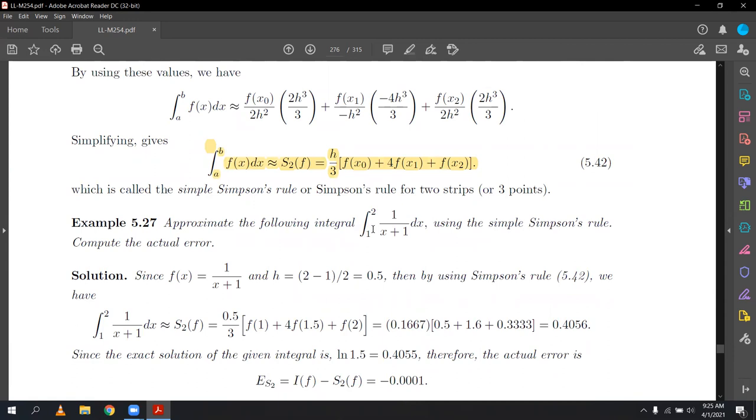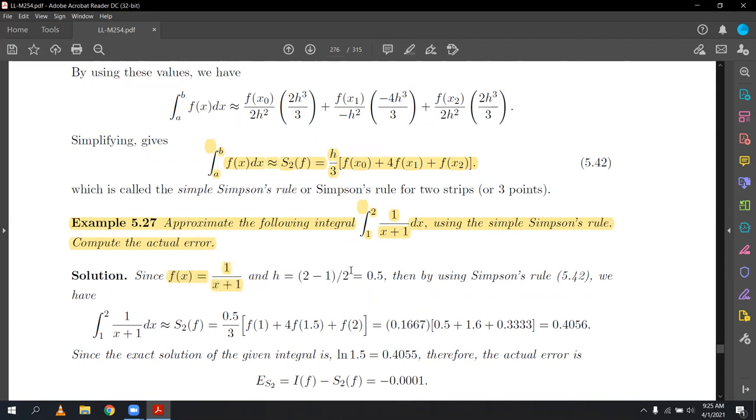It's the same example we solved with the help of the simple trapezoidal rule. We solved the same example with the help of the simple Simpson rule, and you will see you have a very good answer, good accuracy. So we have used the simple Simpson rule to approximate the value of this definite integral. Your f of x is given, this one.